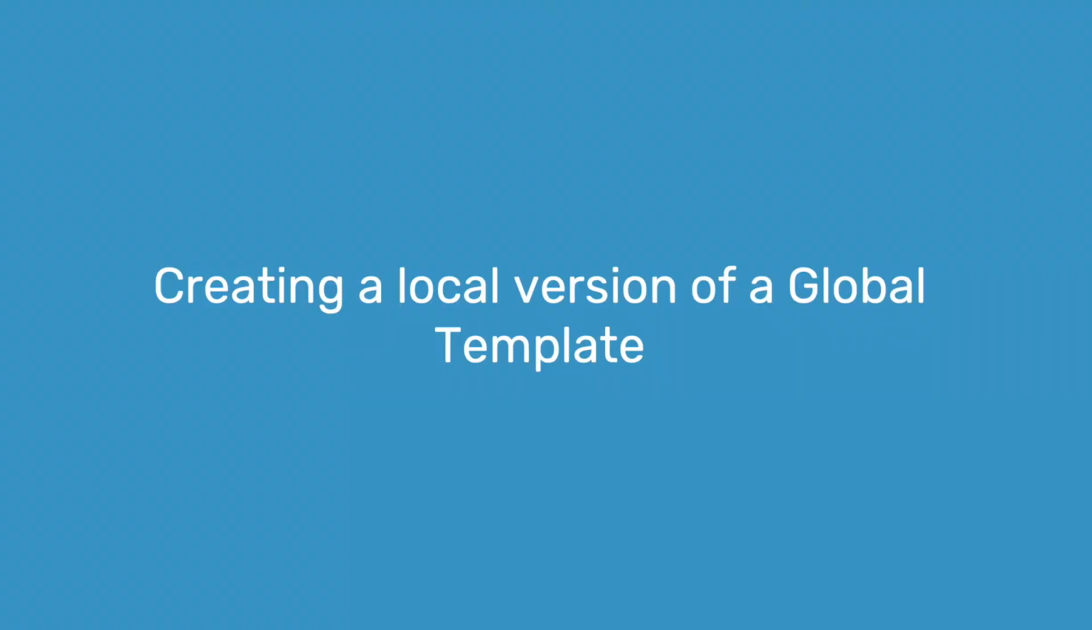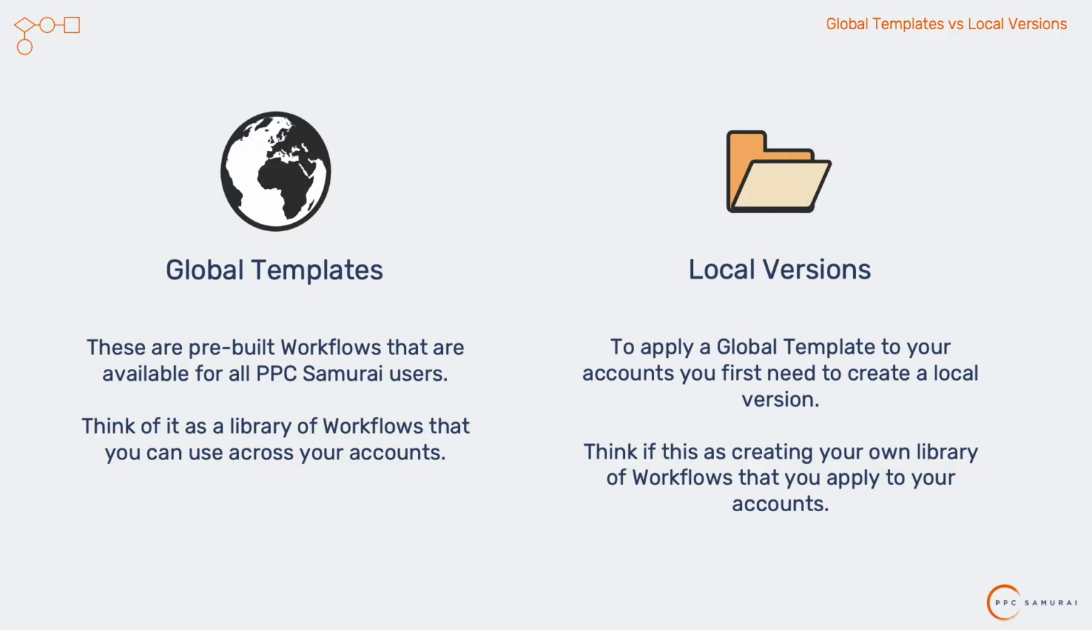Next up, we need to create local versions of these global templates so that you can modify these and add them to your accounts. Global templates are pre-built workflows that are available for you to copy and use on your accounts. Local versions are copies of the global templates that you then apply to your own accounts. So, the next step once you've enabled the global templates is to make a local version.